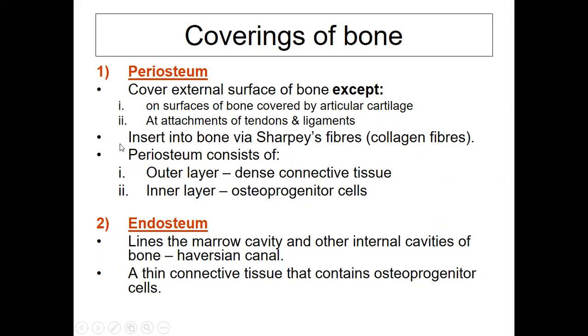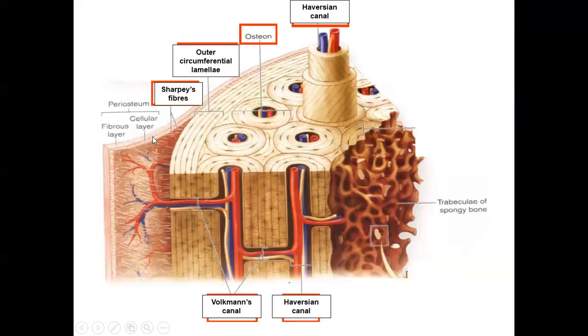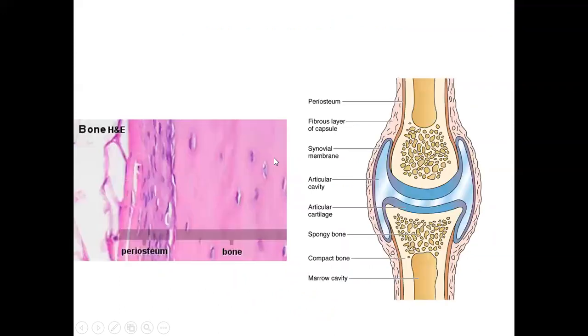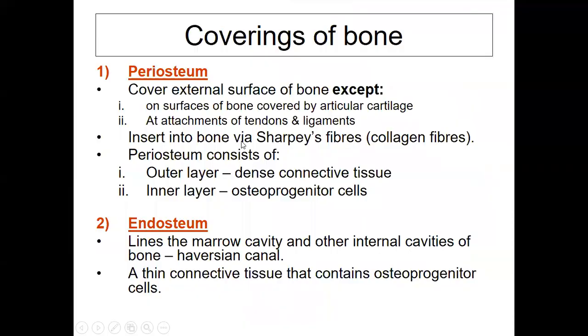Okay, and then the periosteum is further divided into two layers. If you see here from this picture, this is the outer layer, and this is the inner layer. The outer layer is composed of the fibrous layer, and the inner layer is composed of the cellular layer. The outer layer is composed of dense connective tissue, the fibrous tissue that I have shown you just now, and the inner layer contains the osteoprogenitor cells. Okay, that is regarding the periosteum.